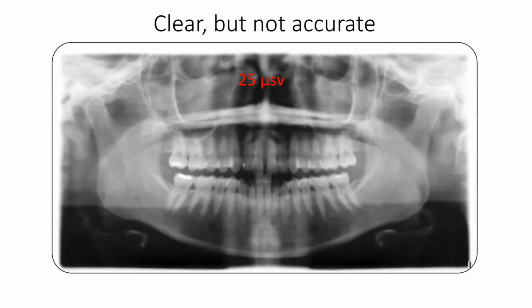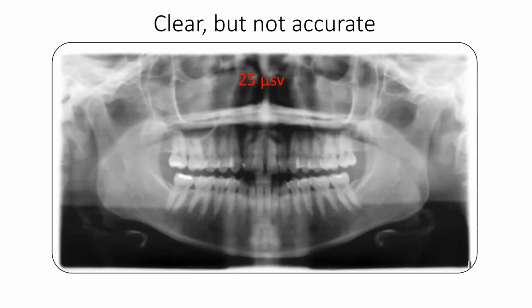This is a traditional 2D image, and we're going to talk about the topic of dose. So a panorex is equivalent to about 25 microsieverts of radiation exposure. Okay, a bite wing is about 5. A lateral ceph is about 5.